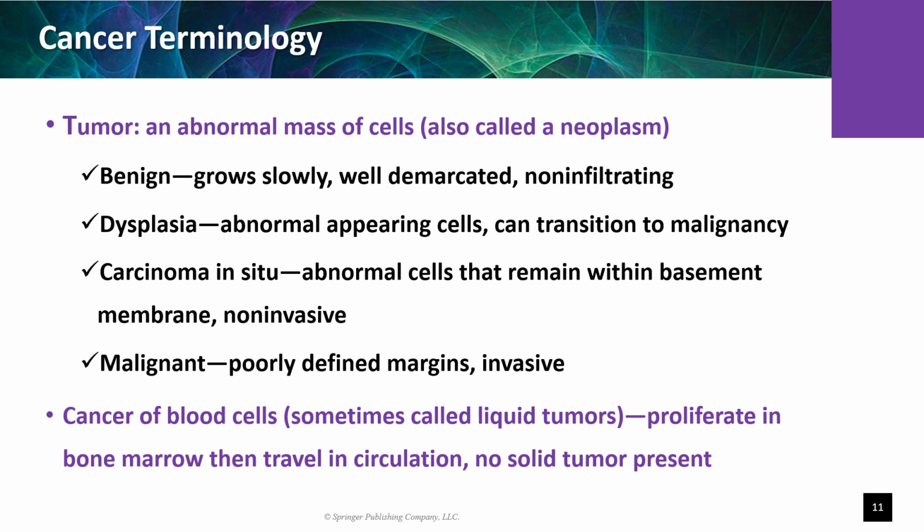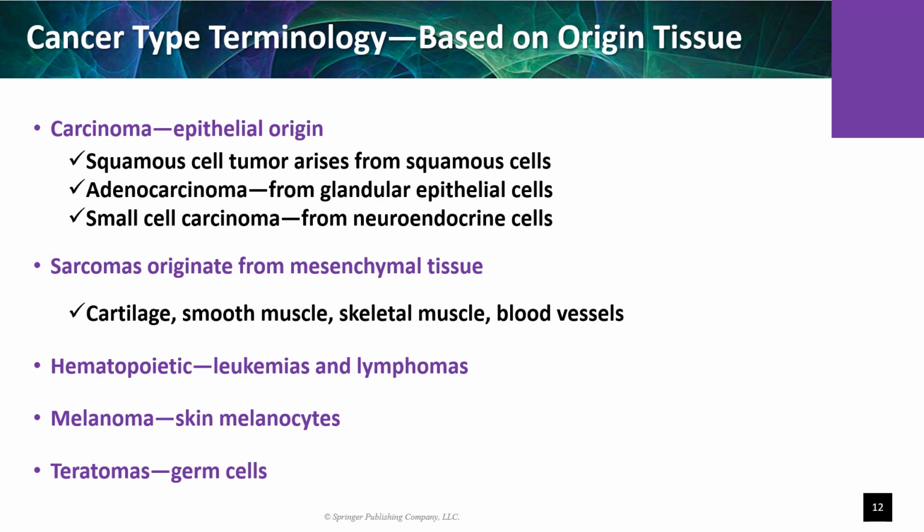A tumor is defined as an abnormal mass of tissue that results when cells divide more rapidly than they should and/or do not die when they should. A neoplasm refers to a new and uncontrolled proliferation of cells that can either be benign, which is non-cancerous, or malignant, which is cancerous. The cell terminology for cancer is based on the tissue origin.